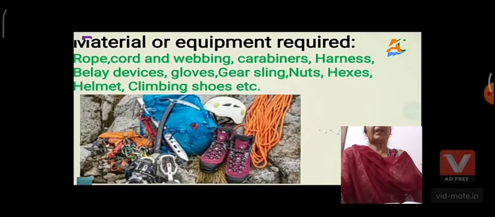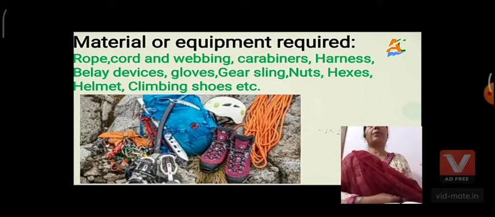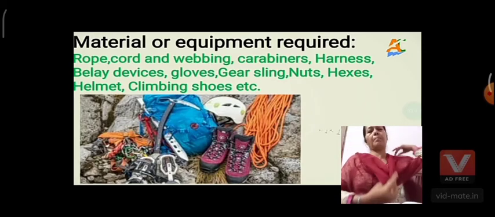Now, materials or equipments required are rope, cord, webbing, carabiners, harness, belay devices, gloves, gear, sling nuts, hexes, helmet, climbing shoes, etc. As you can see in the picture below, these are the materials required for rock climbing.